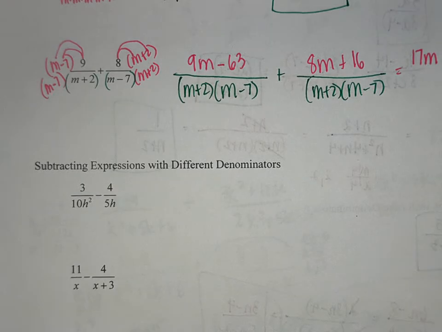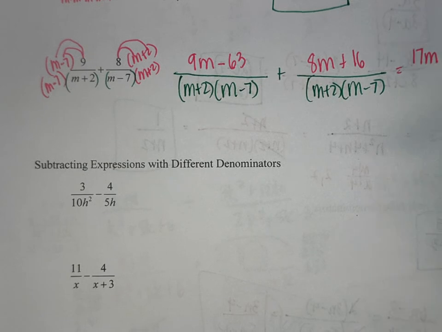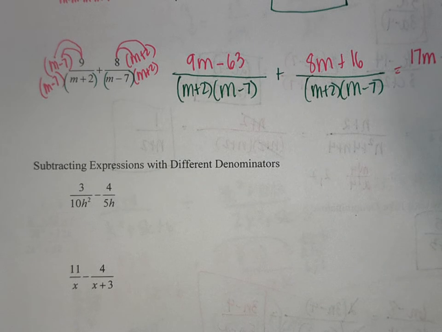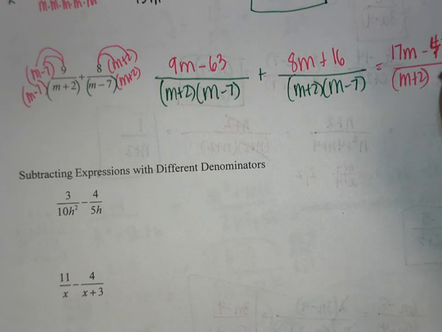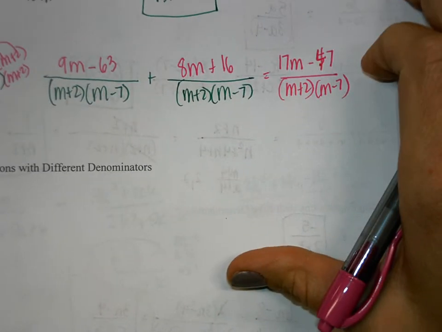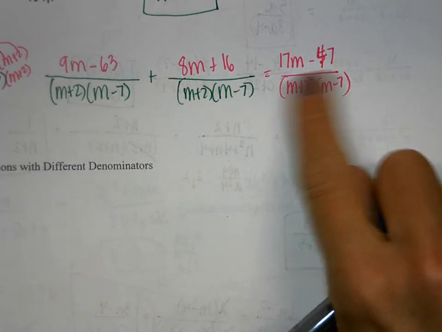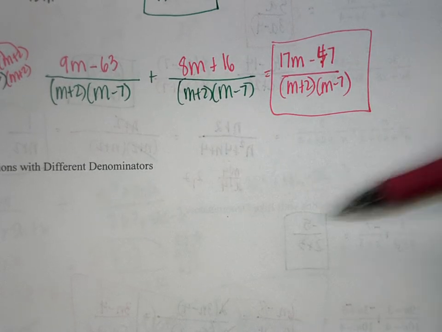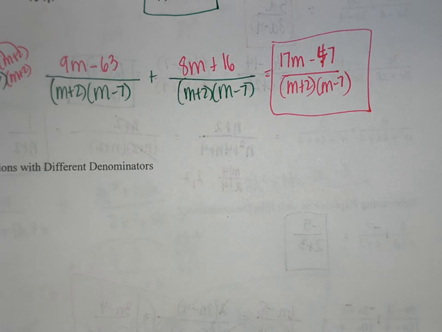So what is negative 63 plus 16? Negative 47? Thank you. Over m plus 2 and m minus 7. And is there any like terms here that I could factor out? Is there anything? Nope. And so this ends up being my final answer. If I could factor something out and reduce, I would. But we can't reduce until it's one single fraction.